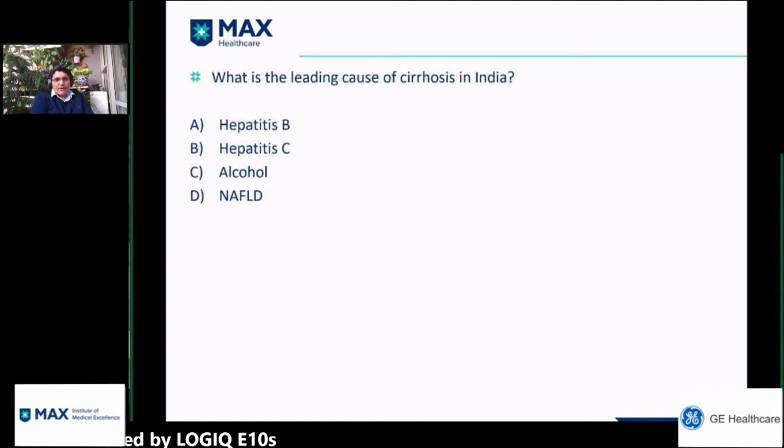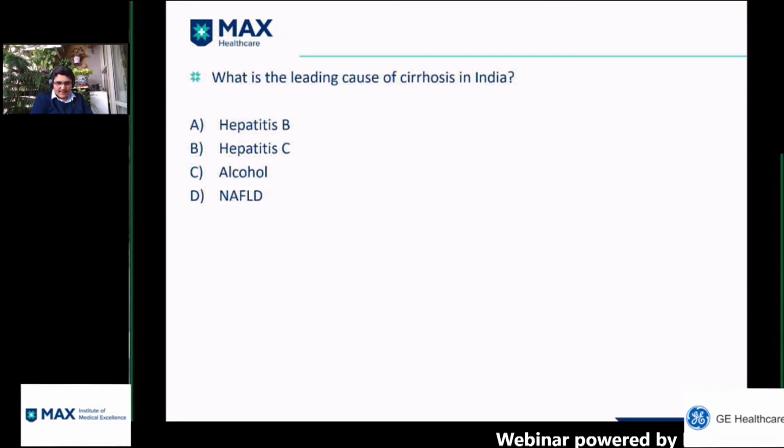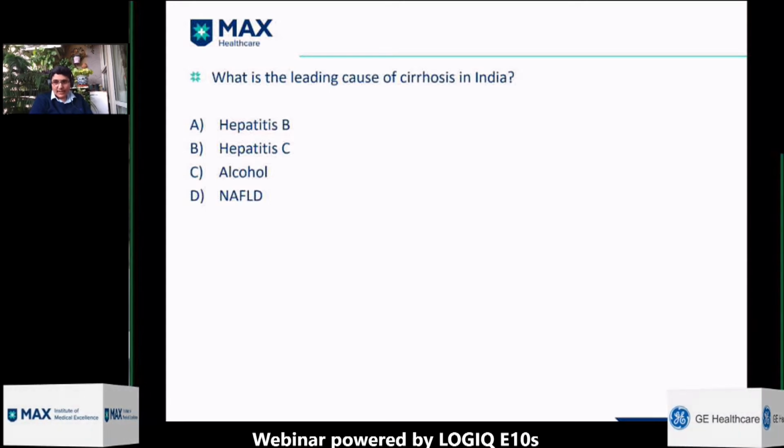What is the leading cause of cirrhosis in India? The options are hepatitis B, hepatitis C, alcohol, and non-alcoholic fatty liver disease. And I just want to tell you that I'm talking about cirrhosis, not chronic liver disease.